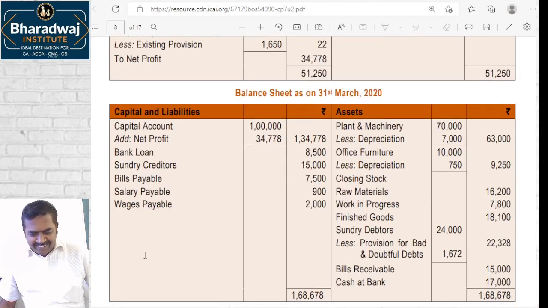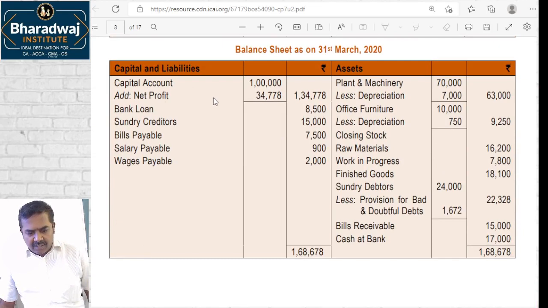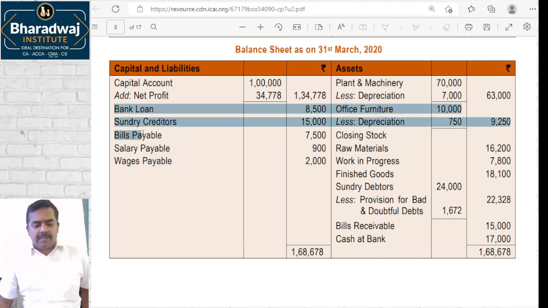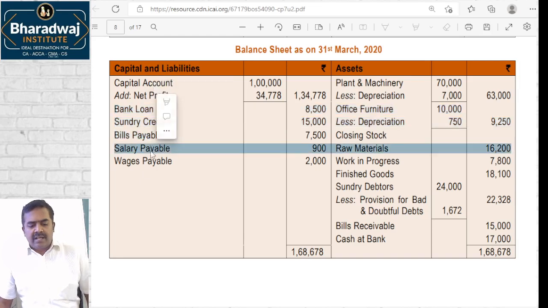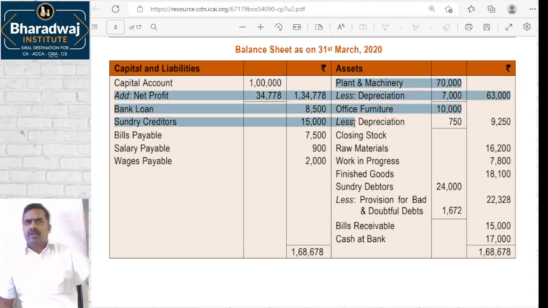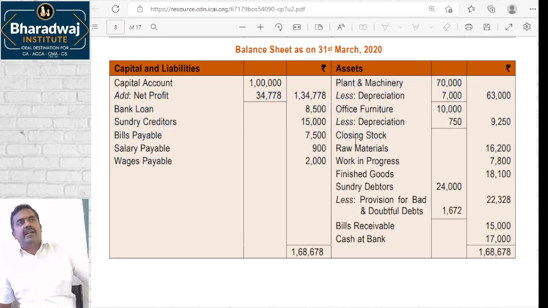Now if I look at the solution, capital account 1 lakh, and you would have put net profit 34,778. Most of this is very simple, like any other balance sheet. Bank loan, creditors, bills payable, everything is as usual. Salary outstanding and which one? Wages outstanding as per the adjustment. All assets are as per the method we followed earlier. Closing stock, three types of stock will come. What are the three types of stock? Raw material, work in progress, and which one? Finished goods. All other things are as usual. What is the difference between a sole trader and a manufacturer in the balance sheet?